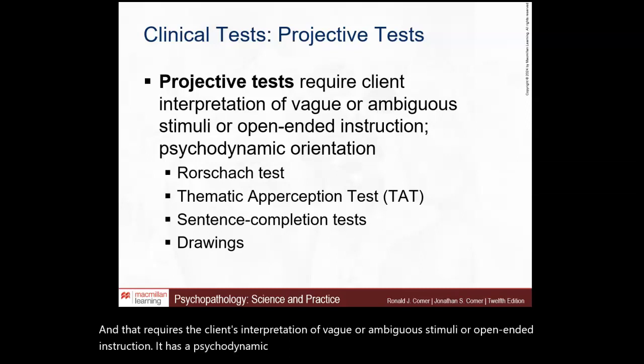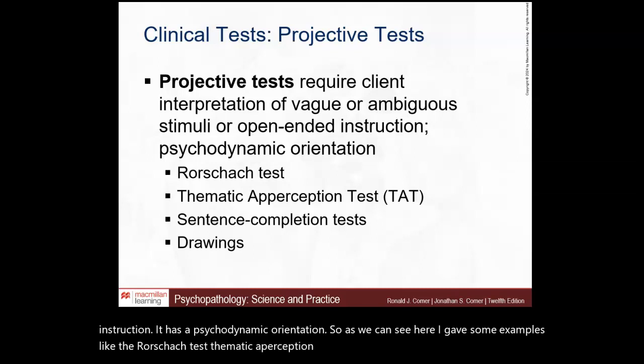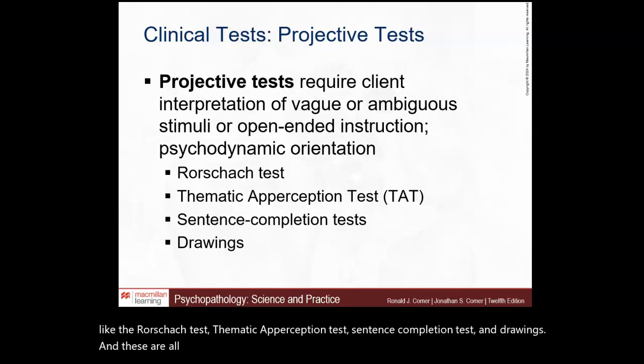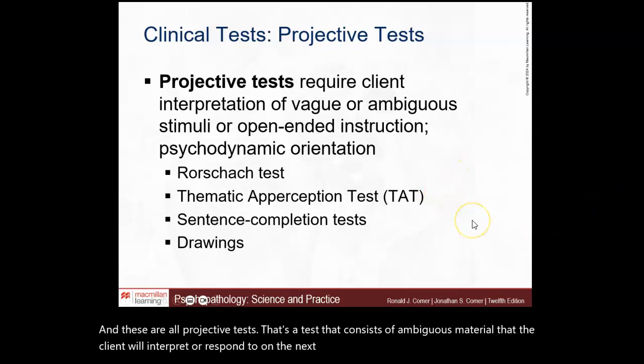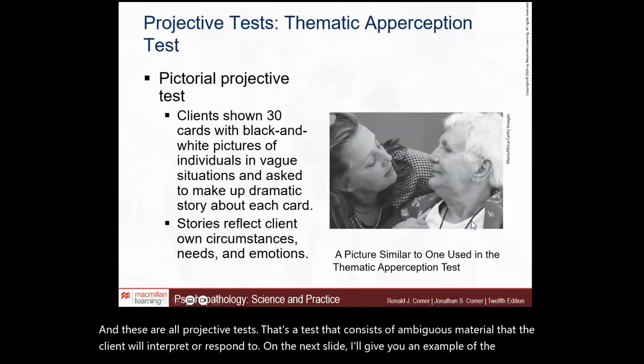So as we can see here, I gave some examples like the Rorschach test, thematic apperception test, sentence completion tests, and drawings. And these are all projective tests. That's a test that consists of ambiguous material that the client will interpret or respond to. On the next slide, I'll give you an example of the Rorschach test.